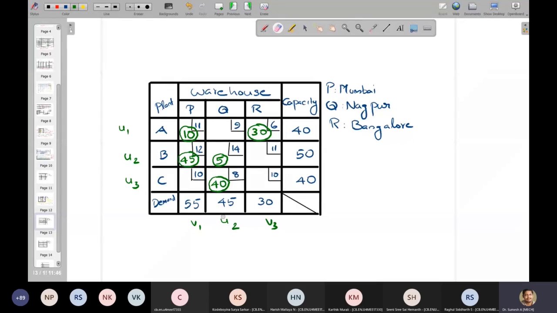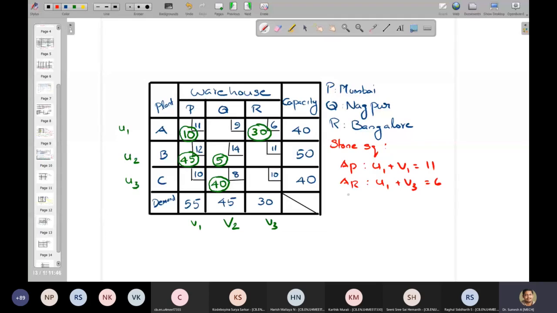So now the new stone square will be AP. U1 plus V1 equals 11. Then it will be AR. AR is U1 plus V3 equals 6.